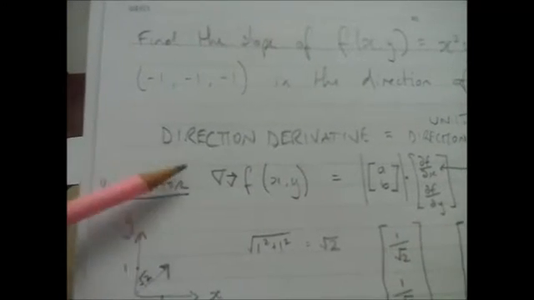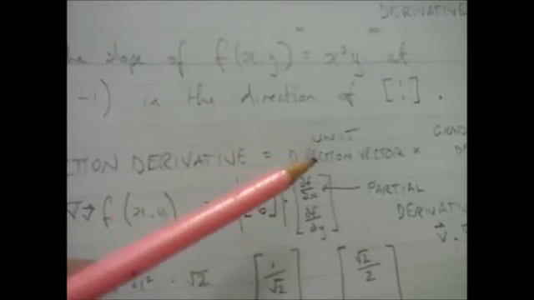Right, so the directional derivative. Let's look at what it means in words. The directional derivative equals the unit direction vector, that's this thing, multiplied by the gradient of f. Alright, so let's look at what this means in mathematical symbols.